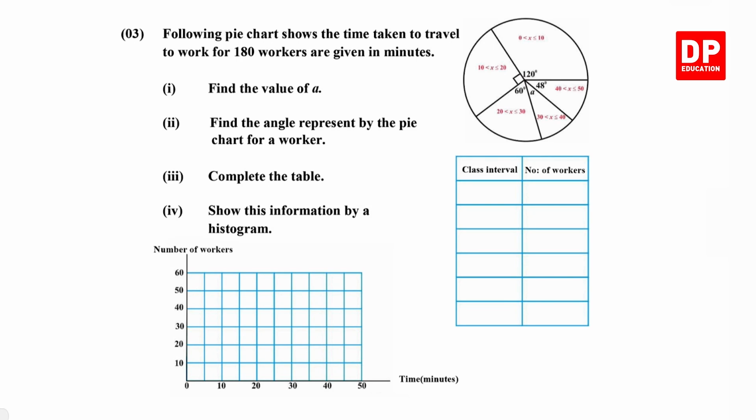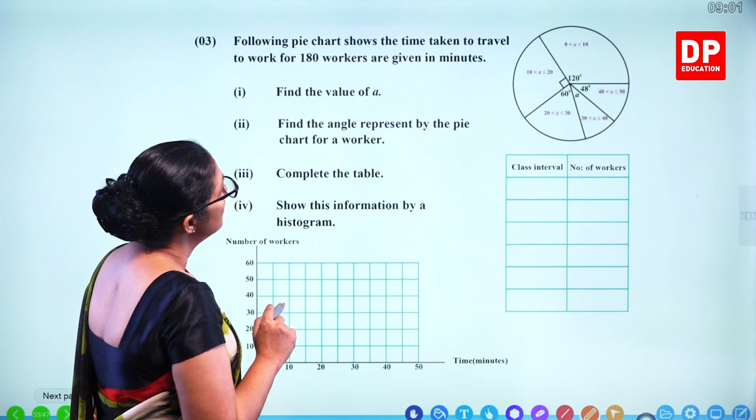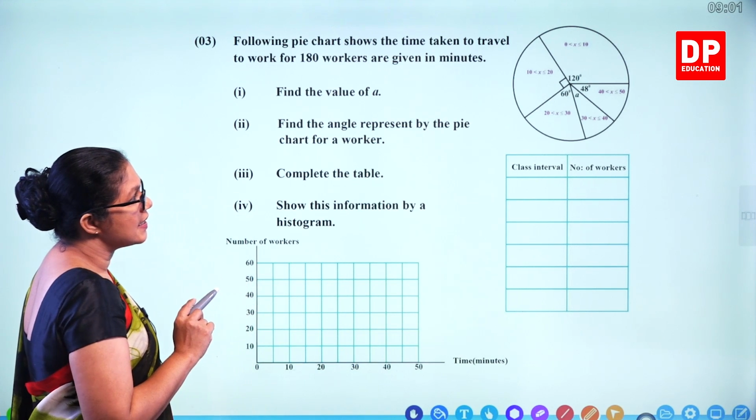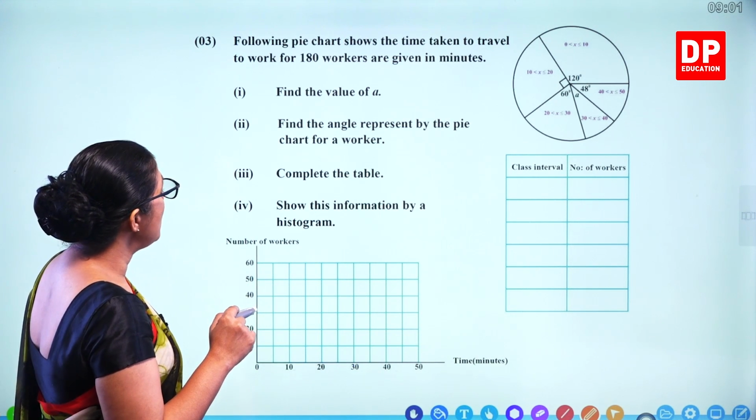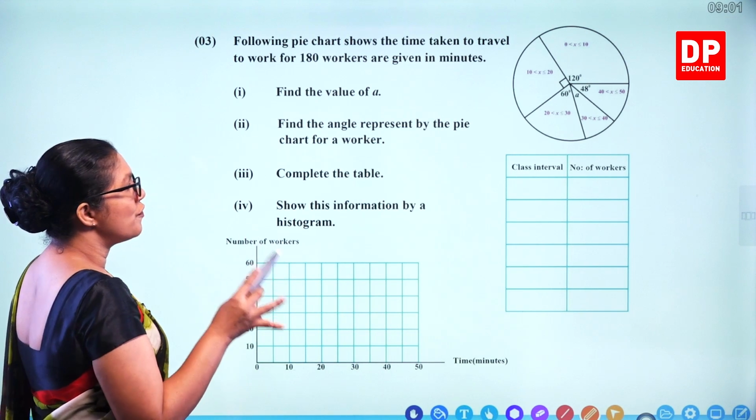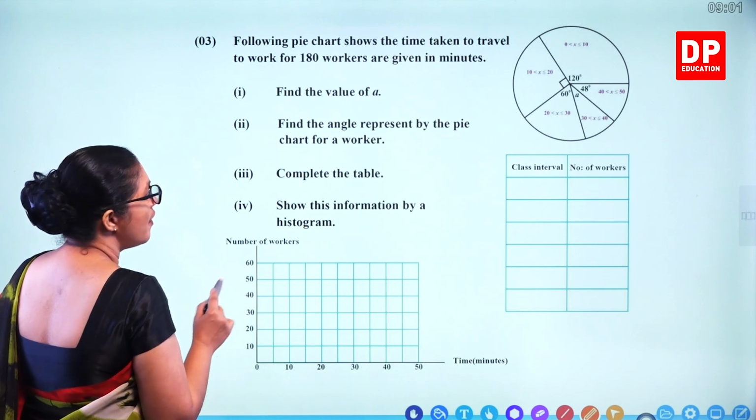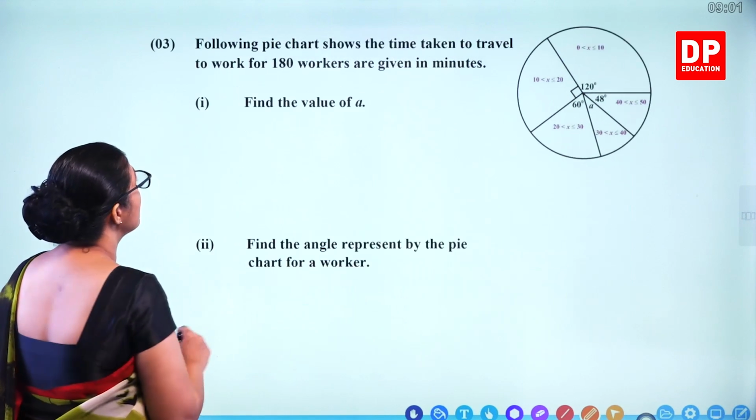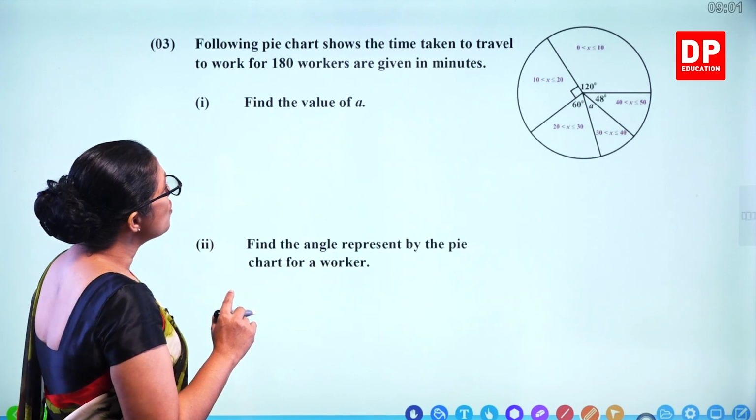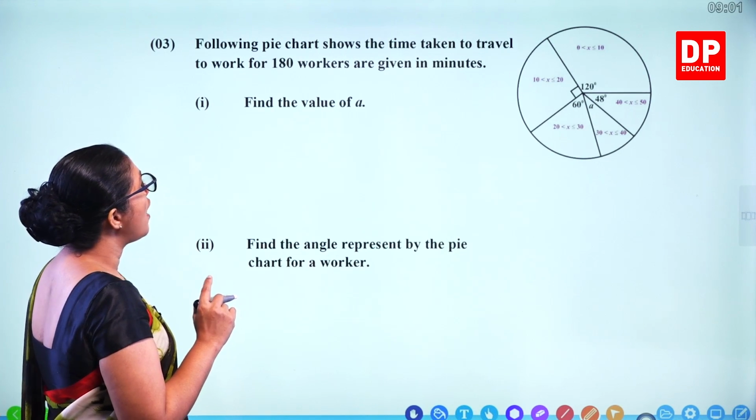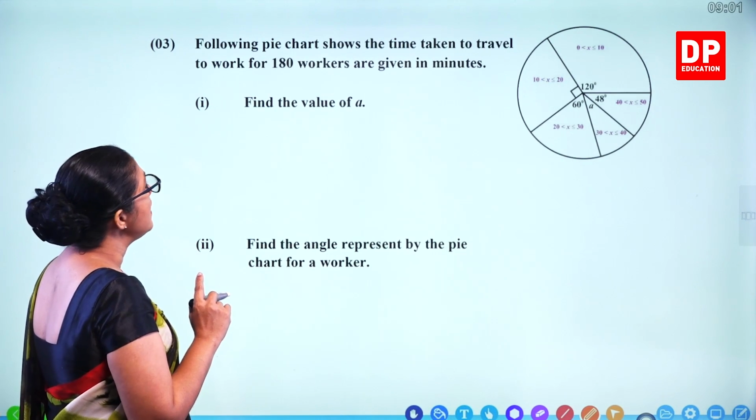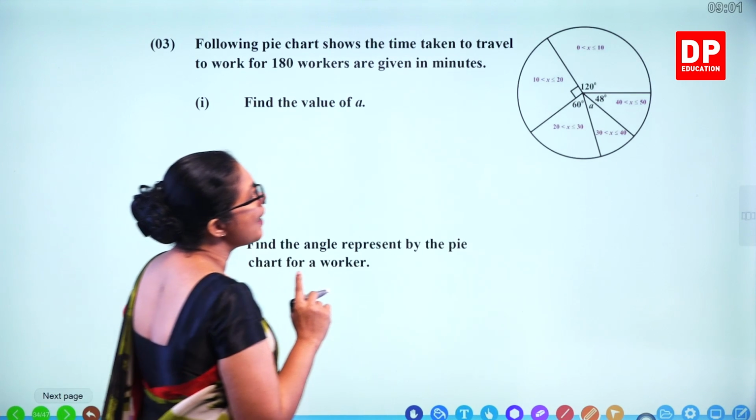Let's do question number 3. The following pie chart shows the time taken to travel to work for 180 workers, given in minutes. So this is a pie chart. We'll use the pie chart to fill the table and draw the histogram. There are 4 parts in this question. Find the value of A.